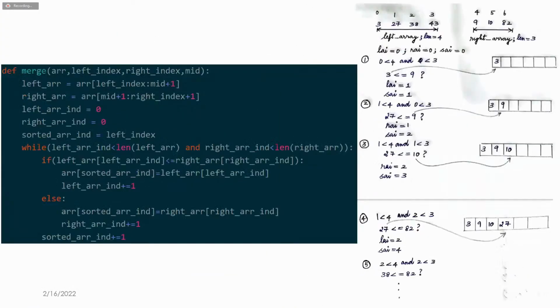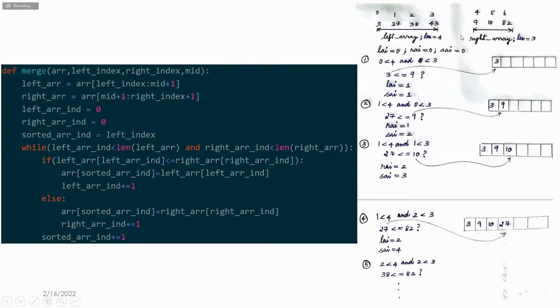Okay, so moving on, we have the left array and the right array, and we'll be declaring three values: the left array index, the right array index, and the sorted array index, which I have given as LAI, RAI, and SAI. Initially they are 0, and the sorted array index alone is equal to left index, because once you keep merging, you keep adding in the left index part. That's why your sorted array index will start from left index.